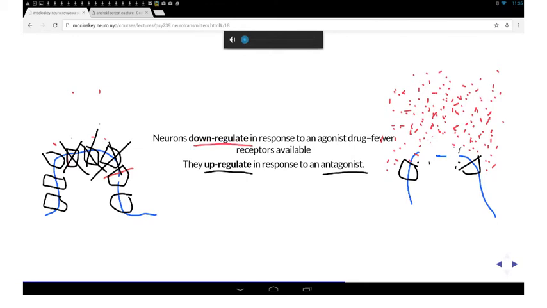So neurons downregulate if there's too much activity, too much neurotransmitter released, or if we're getting too much of an agonist drug. We pull in the receptors because we're getting overstimulated. In the case of too little activity, we upregulate and increase the receptors. This also happens in the case of an antagonist.